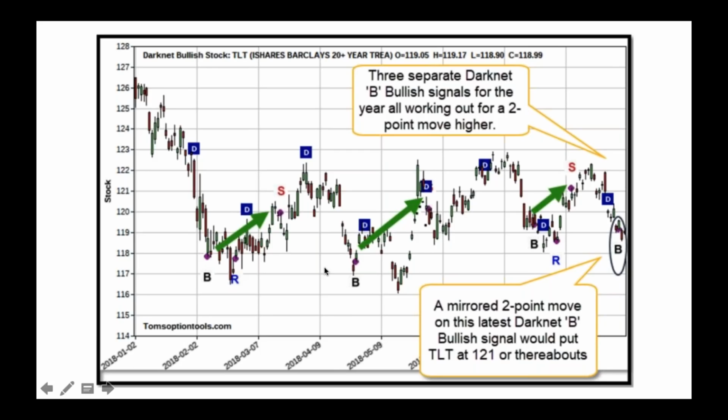dark net buy on bonds, and when I get a buy on bonds, what's that telling me about stocks? It's telling me that the stock market could move lower. It doesn't always, but this is the pattern that we see happening here over the next few weeks that could very well happen.